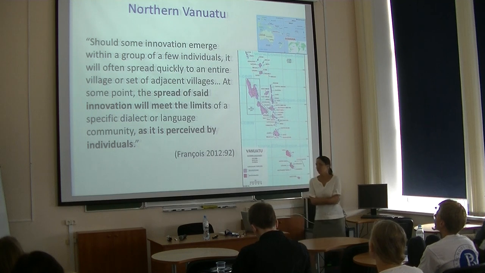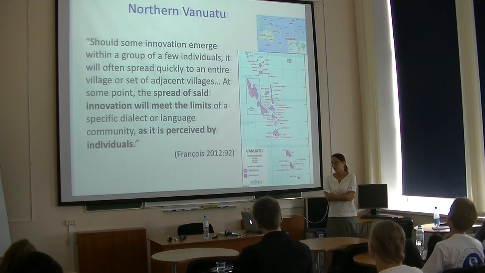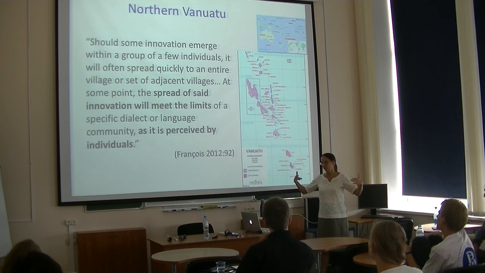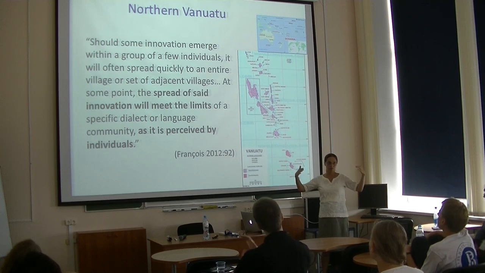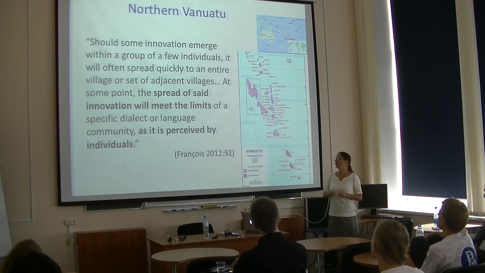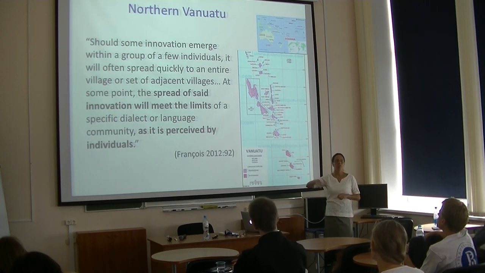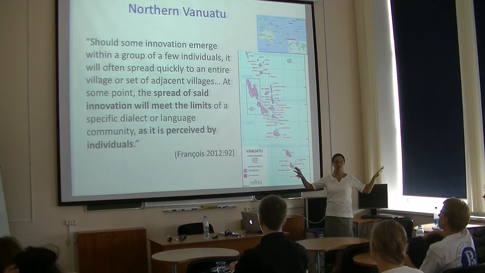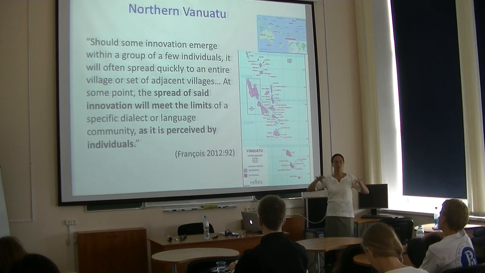So a point that he emphasizes, he says, if an innovation does emerge, it'll spread quickly to the point where there's a specific perception of a community boundary. So in other words, within a given group that understands itself to be a social unit, there's rapid spread of this innovation, rapid homogenization, we could say, but that when it meets some sort of social boundary, it stops there, and that will, of course, increase the distance between that social community and the next ones over, increasing the linguistic difference between them.